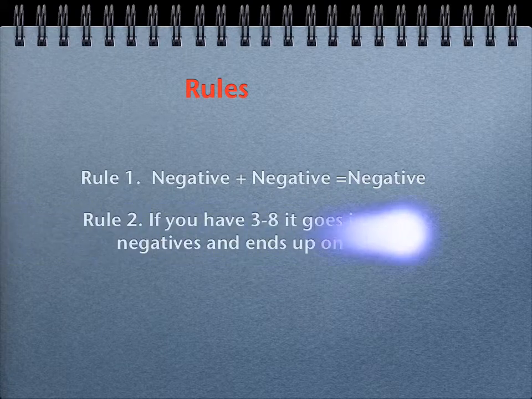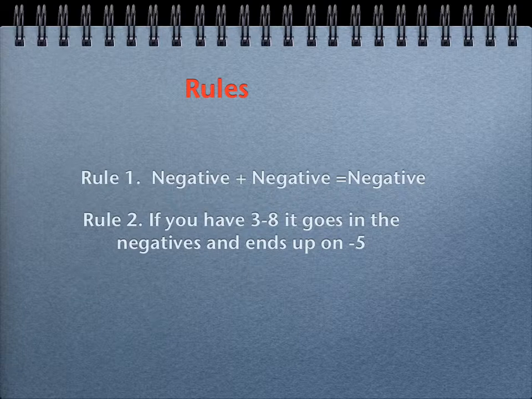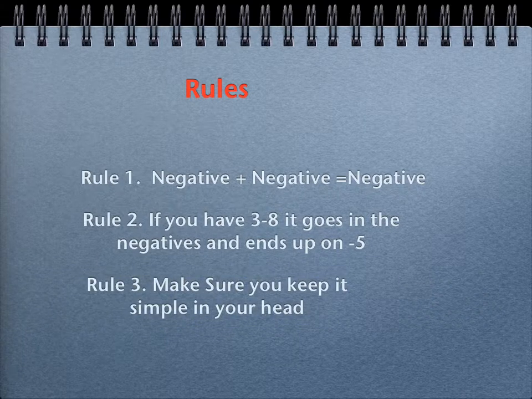Rule 2, if you have 3 minus 8, it goes in the negatives and ends up on negative 5, so don't keep it positive. And rule number 3, make sure you keep it simple in your head.